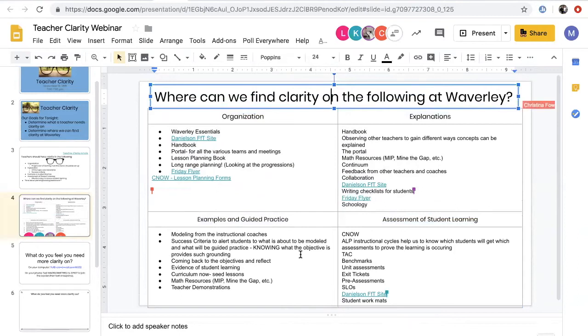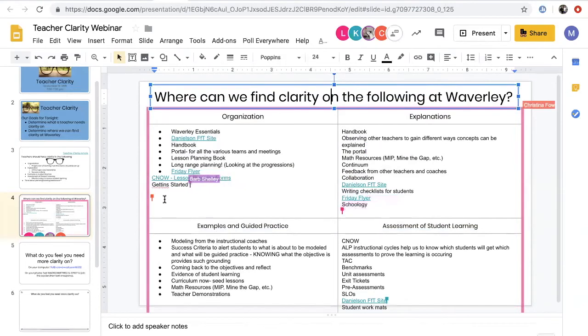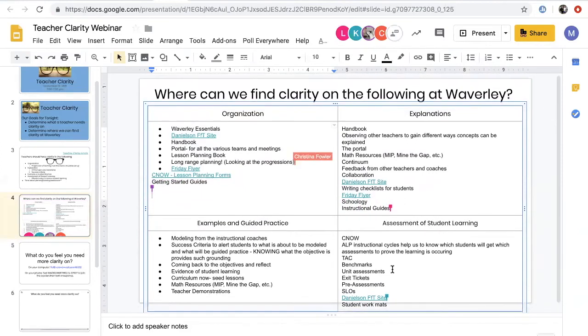Did we put the instructional guides on there anywhere already? I don't know, I keep losing them. You mean like the math instructional guides, from Curriculum Now? Those are really helpful actually. The getting started guide. Oh yeah, those are good too, for both ELA and math.